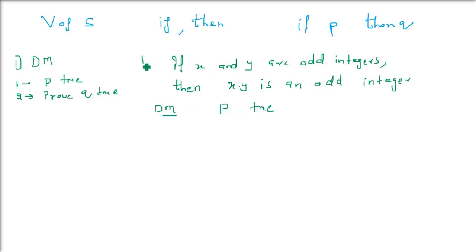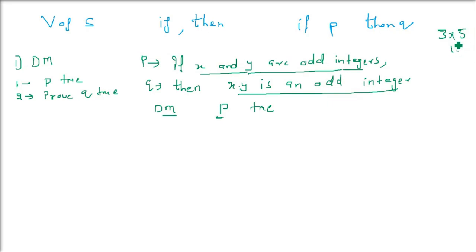So we assume P is true. This is P: x and y are odd integers. From here to here it is P. In a statement we don't have if or then, because it is always assertive or declarative. So you eliminate if and then, and now you can form P and Q. Now we assume P is true. Just take an example, 3 and 5. Multiply them, 3 times 5 is 15. 3 and 5 are both odd and when you multiply, you get an odd. So it's kind of true, but let us assume P is true.